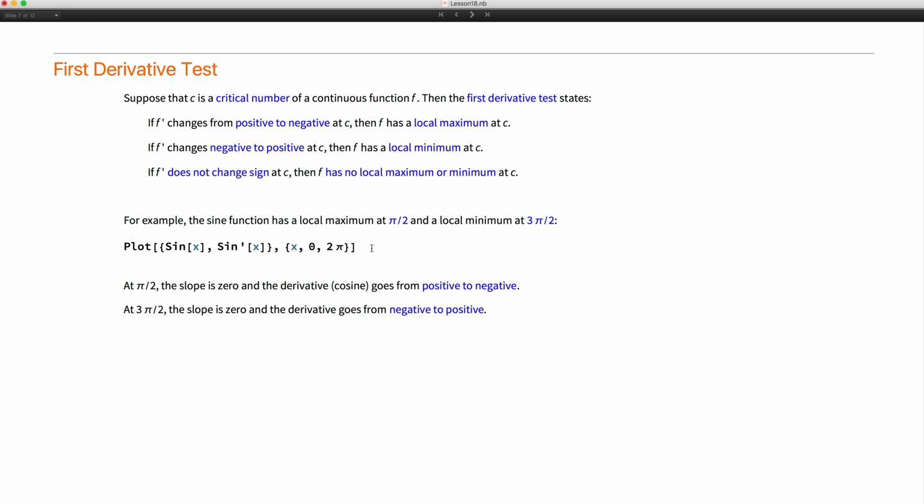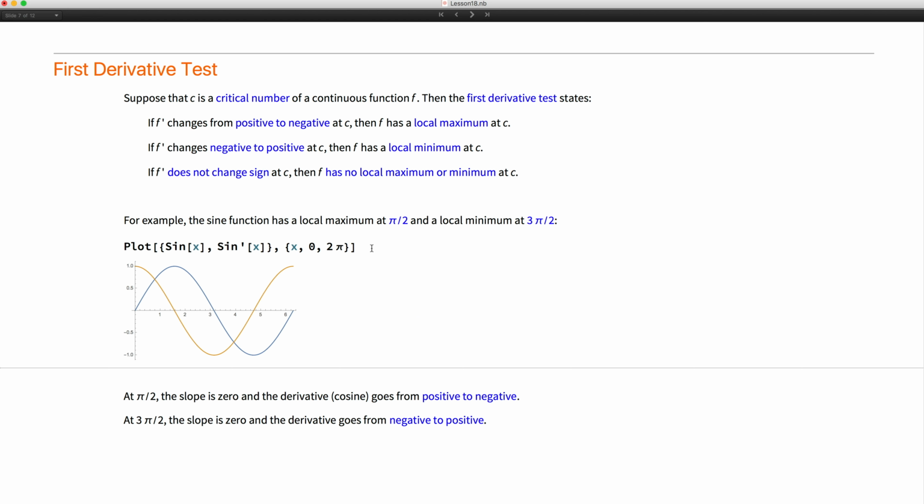So as an example, look at the sine function and its derivative, which is just the cosine function. So here's the sine function. And you see over here that you have a maximum at pi/2, and the derivative goes from being positive to being negative. And on the other hand, you have a minimum at 3 pi/2, and the derivative goes from being negative to being positive. Okay, so that's about first derivatives.